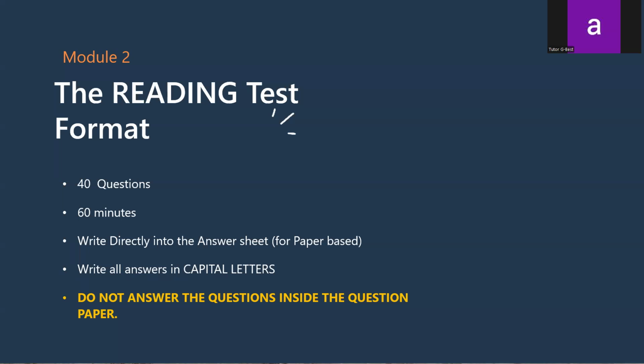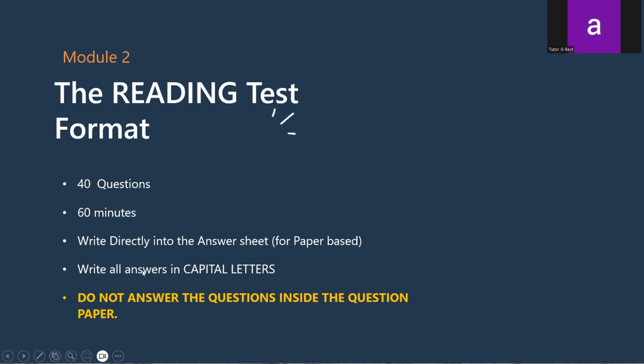So the reading, you have 40 questions, and you're supposed to answer them in 60 minutes. Please, this time you write directly into your answer sheet, not in the question paper. I will say it again. For the listening test, you write the answer in the question paper first. Then you transfer to an answer sheet for those doing the paper-based test. But for reading, don't do that. Write your answer directly in your answer sheet. Why? Because they won't give you time to transfer from your question paper to the answer sheet. So they will just collect your answer sheet like that and you have blank answers.